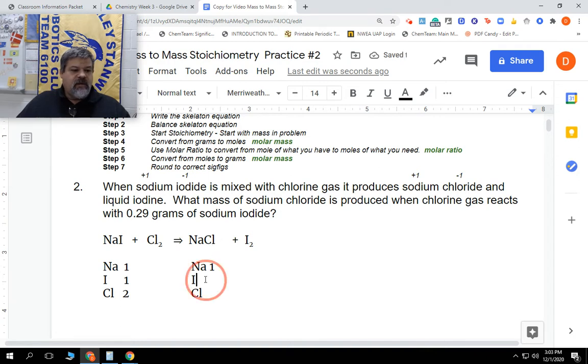Iodine, my next one over here, iodine we have 2, and chlorine we have 1. So our sodium's all together, so we have to change our iodine and our chlorine. Let's go ahead and do the iodine first. Since I have 2 iodines on this side, I need to put a 2 right here. So we're going to put a 2 right there. That means now that I have 2 iodines on this side, so I'll get rid of this one.